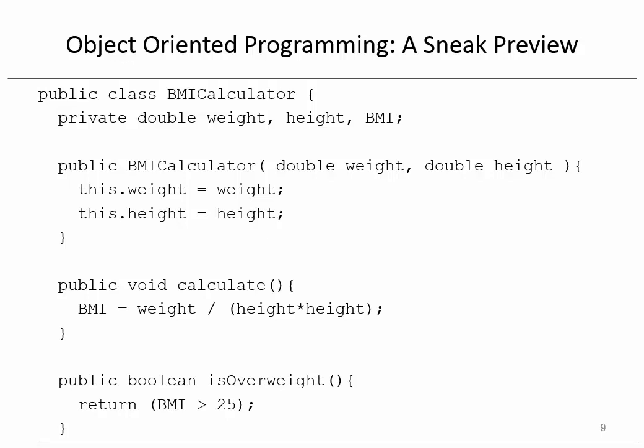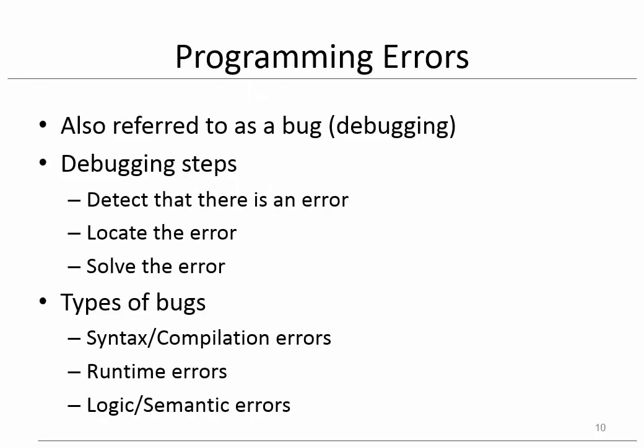Let's now zoom into programming errors. Unfortunately, as you will start developing your first programs, you will see that programming errors are likely to occur. A synonym for a programming error is a bug. So the procedure that is used to remove programming errors from your software programs is referred to as debugging, getting the bugs out.